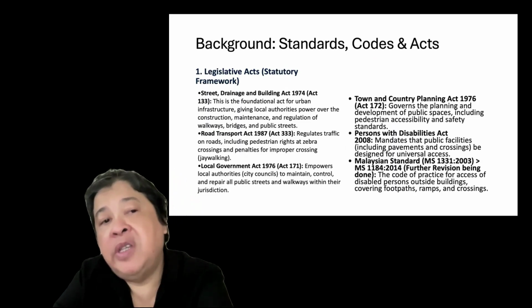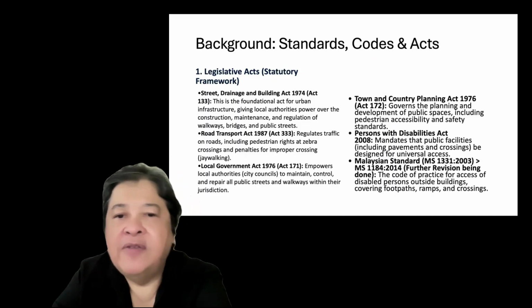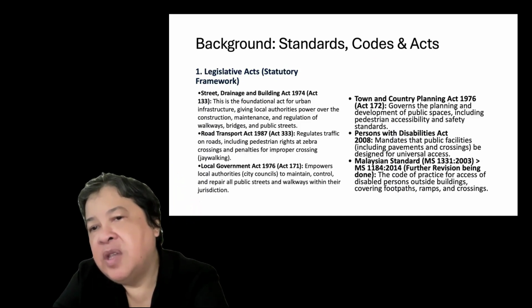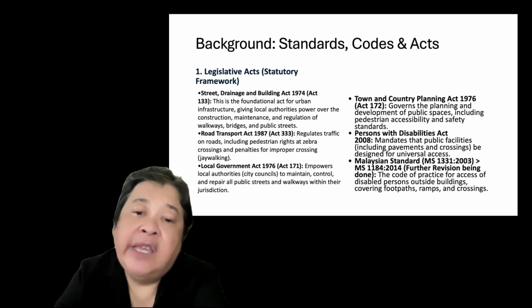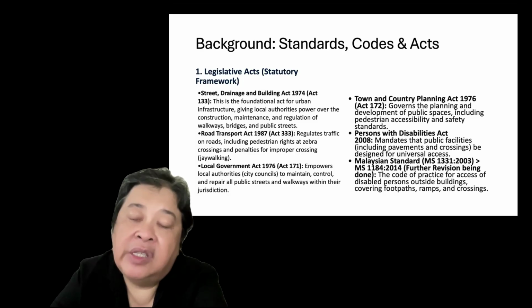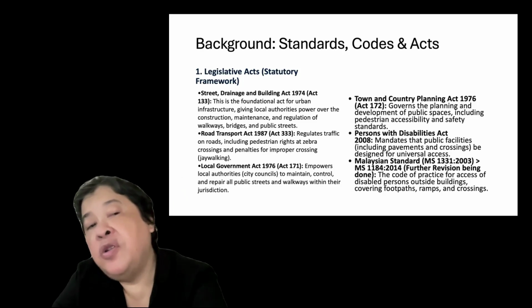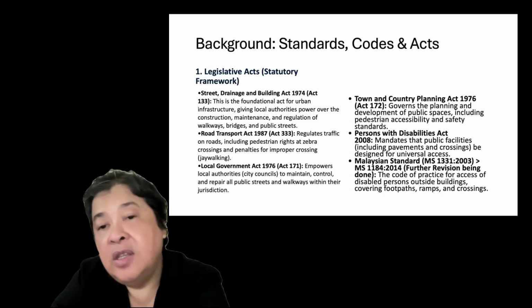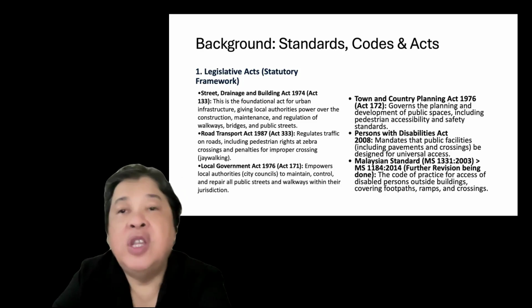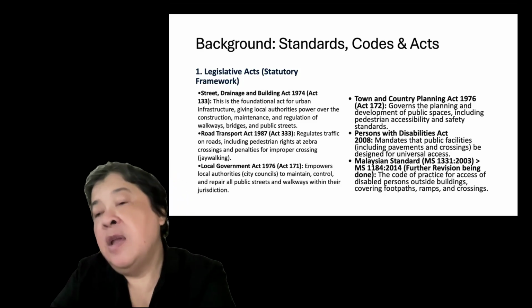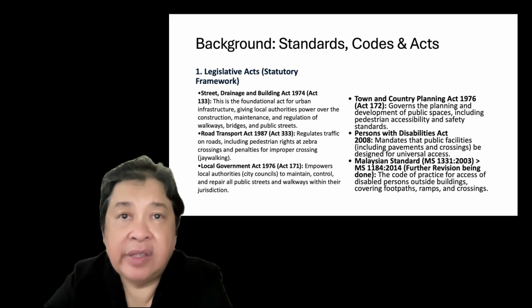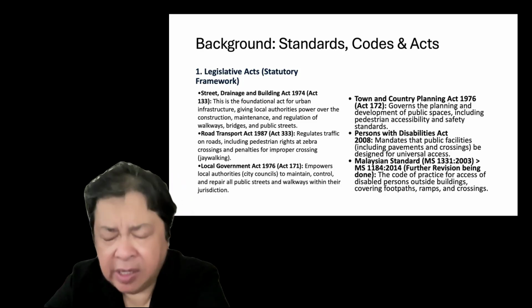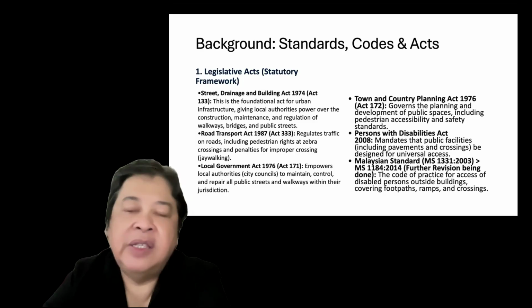So here we have more detail about those three acts. We have the Town and Country Planning Act 1976 and the Persons with Disabilities Act 2008, which don't have much teeth in mandating public facilities to have universal access. We always rely on the Street, Drainage and Building Act and Uniform Building By-Laws 34A. If you need to enforce, we can use that act because all the states in Malaysia, excluding Sabah, have gazetted that act since 1999, the earliest being 1991.